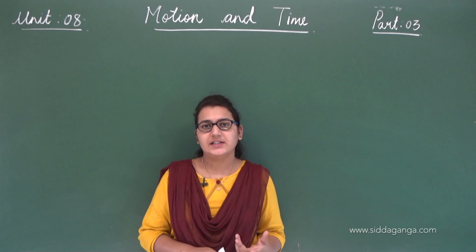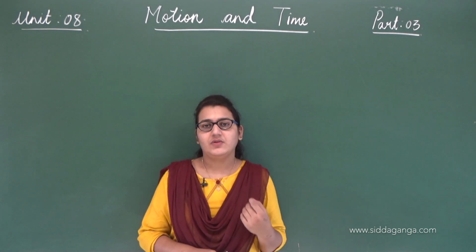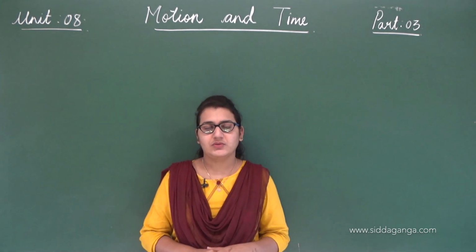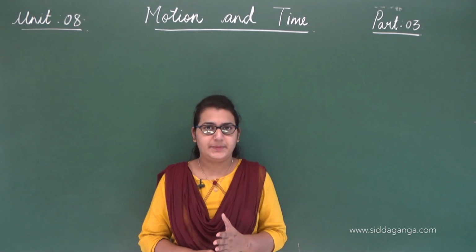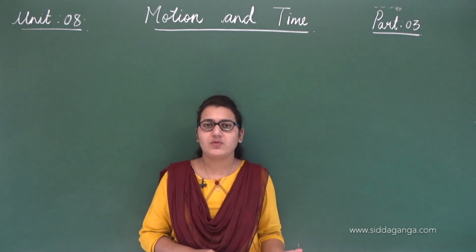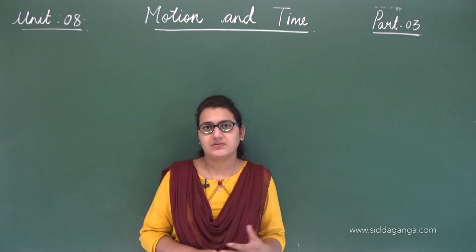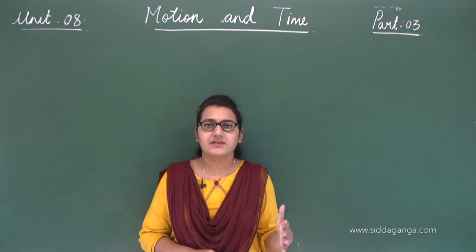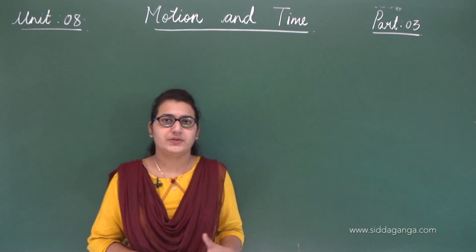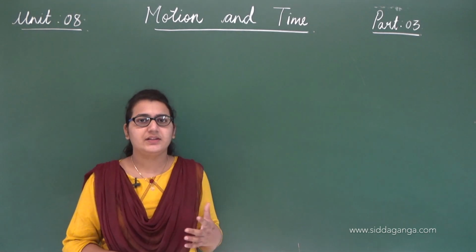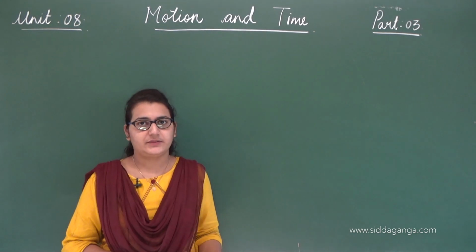And while studying speed, we have again studied two other types of motion, uniform motion and non-uniform motion. Uniform motion is the one in which an object travels at a constant speed, and non-uniform motion is the one in which the object travels unequal distances in equal periods of time. So by determining the distance and time, we can determine the speed of an object.